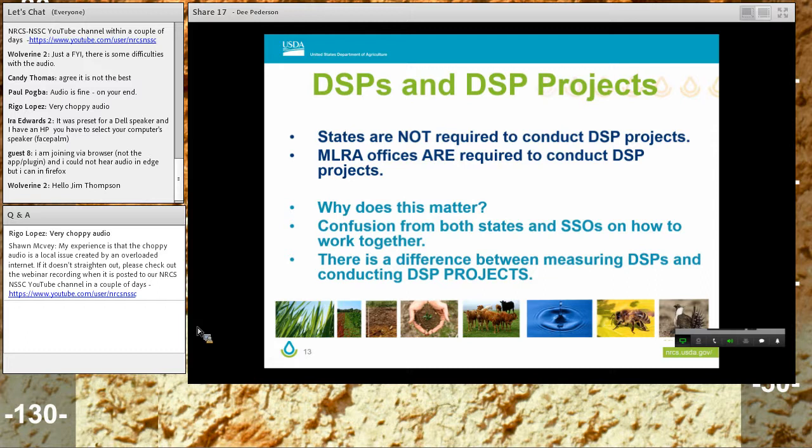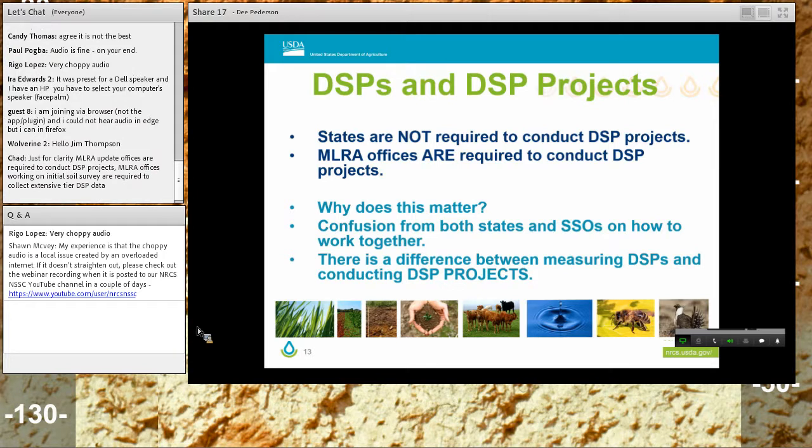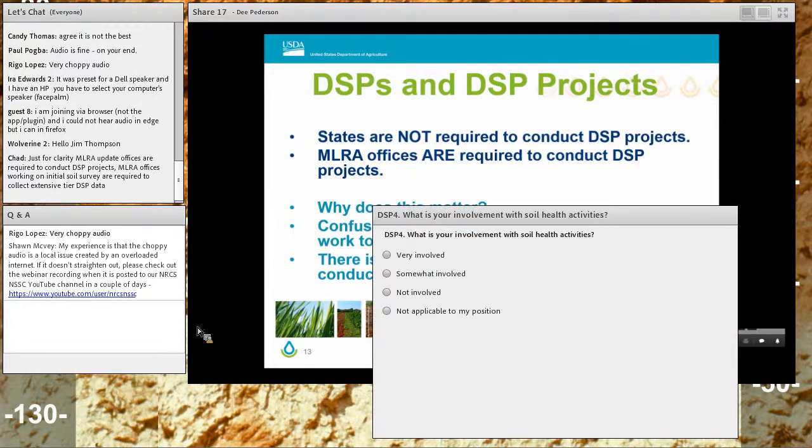Before we move on, I have another poll question, and Sean, I cannot see the Adobe Connect window. Would you drag question 4 over to where people can see it, please?